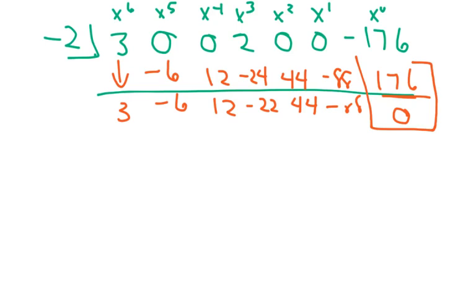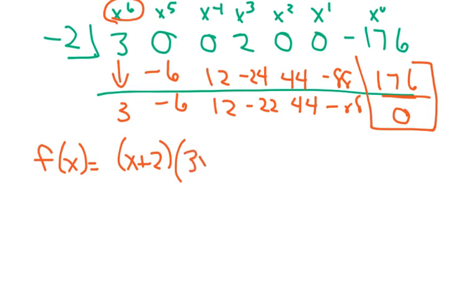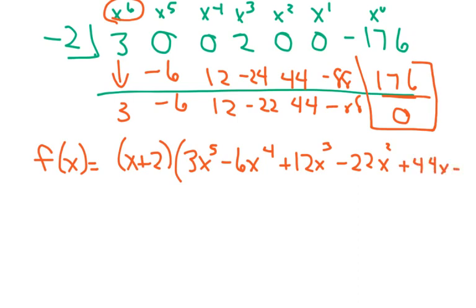Okay? So the factored form in this case, we don't have to go too far on this, is going to be f of x equals x plus 2 times, and we go down 1. So since we started with x to the 6th, this is now x to the 5th. So it's going to be 3x to the 5th minus 6x to the 4th plus 12x cubed minus 22x squared, running out of room, plus 44x minus 88. And there should be a parentheses there. And there is your factored form.